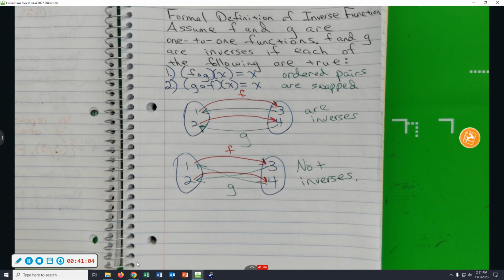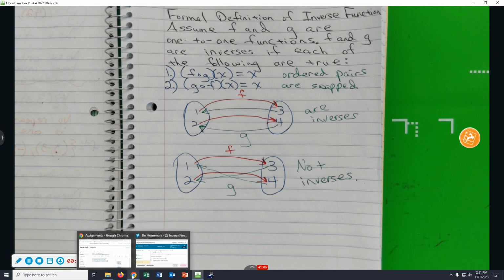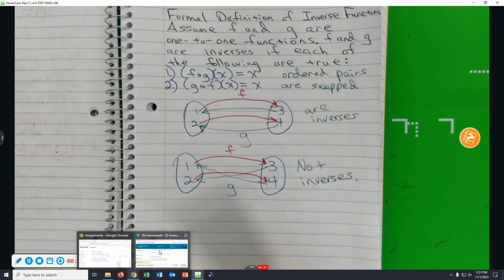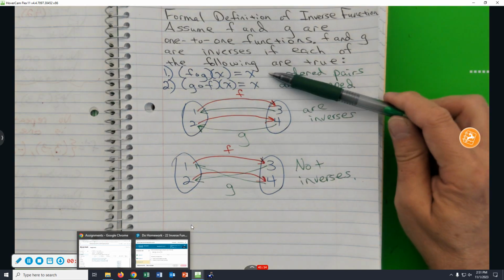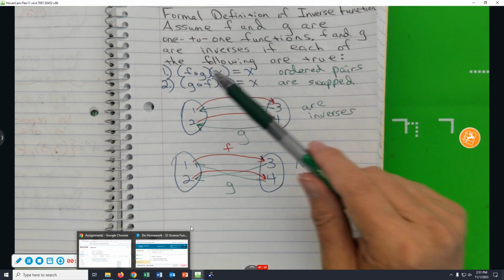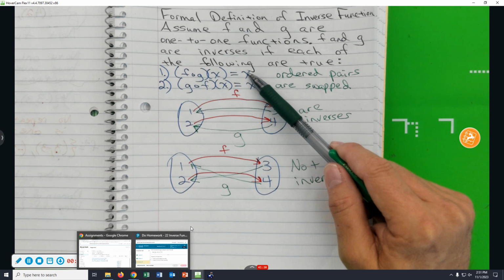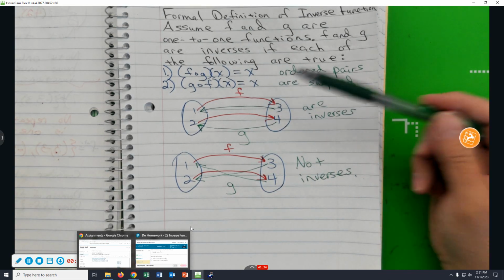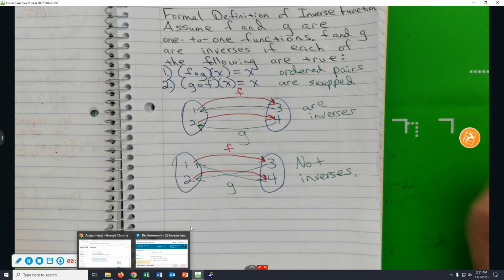And to remind you of what you were doing there when we were looking at composition, they have a problem here in the homework where they want you to use this definition to decide if the functions are inverses. If you find their composition in both directions and everything cancels out except for x in both directions, then you know they're inverses. If you're left with something other than an x, they're not inverses.